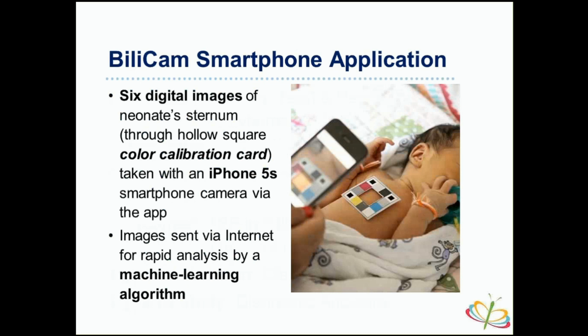How the app works is that you take 6 images using the iPhone 5S camera. Through the app, there are 3 photos with flash and 3 photos without flash, and this card is centered over the newborn sternum. That image data is then sent via the internet to a server, and there's a lot of fancy background stuff called the machine learning algorithm that ends up being popped out.